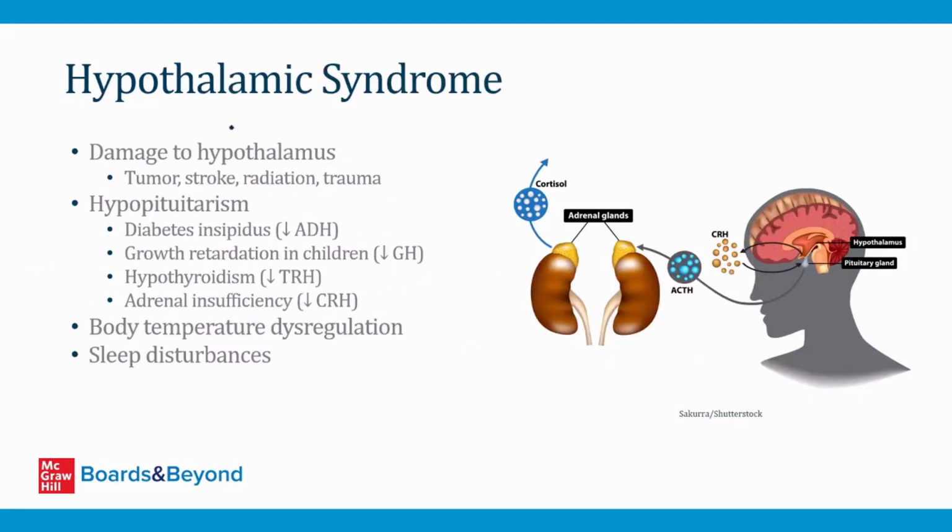When you have damage to the hypothalamus, that can lead to clinical features of what's known as a hypothalamic syndrome. This basically means diffuse damage to the hypothalamus from any cause. It could be a tumor, a stroke, it could be radiation therapy, it could be trauma.